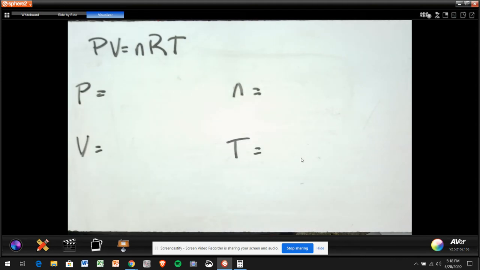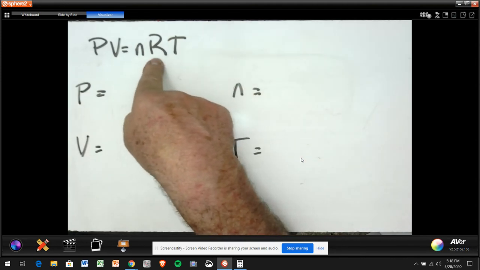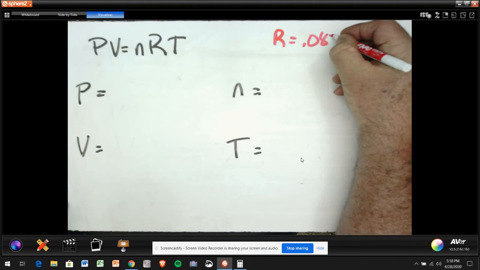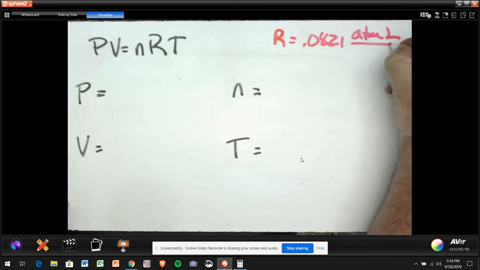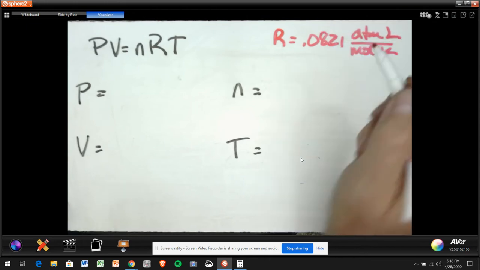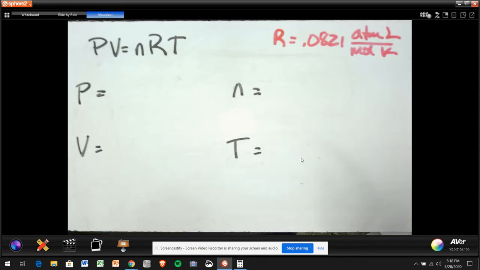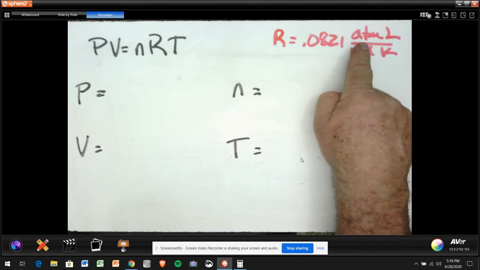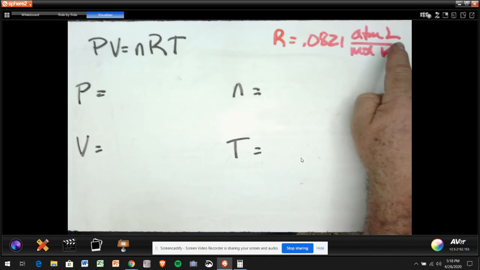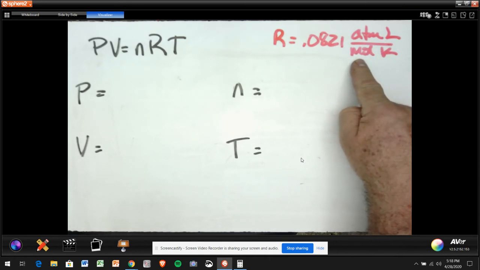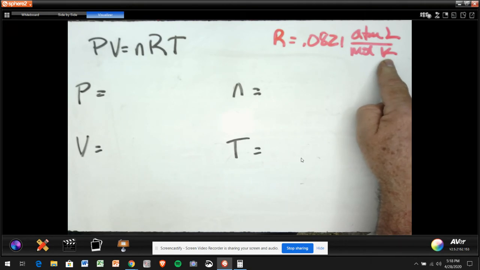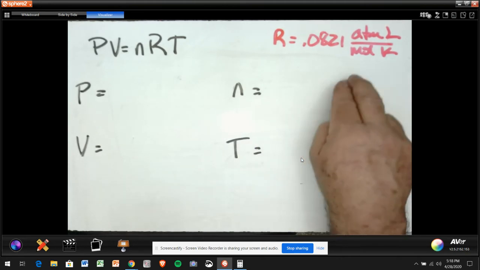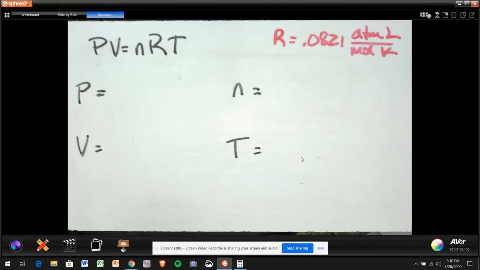Now, basically, we've already solved for R, and it's a constant. So R, we'll keep up in the corner here, R is always 0.0821 atmosphere liters per mole Kelvin. We don't have to worry about figuring that out again. It always works as long as your pressure is measured in atmospheres, your volume in liters, your quantity of gas in moles, and your temperature is an absolute temperature in Kelvin. So you have to use atmospheres, liters, moles, and Kelvin for this to work, but it always works. It's universal. It's a constant.